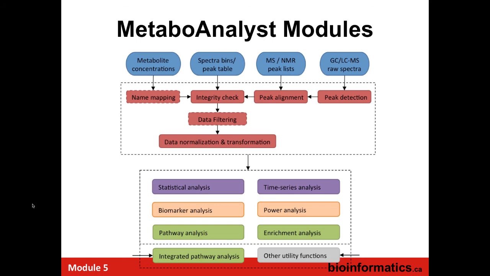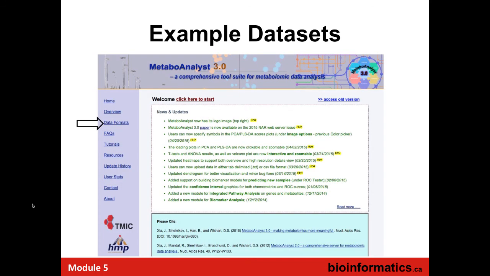We'll talk about that. From that, then you can do a variety of multivariate statistical analysis. You can do time series analysis. We won't talk about that. We'll do biomarker analysis. You can do power analysis, pathway analysis, metabolite set enrichment analysis, integrated pathway analysis. And then other utility functions that also can deal with batch effects and batch corrections. Again, we won't have time to do that in the demo, or at least in today's discussion, but you can do that in the lab.